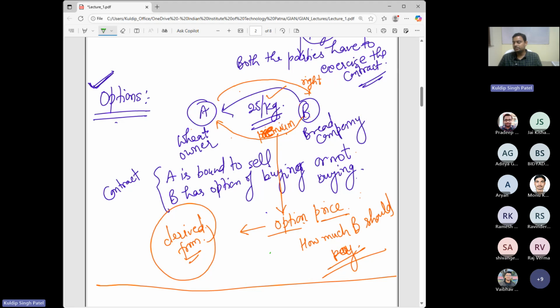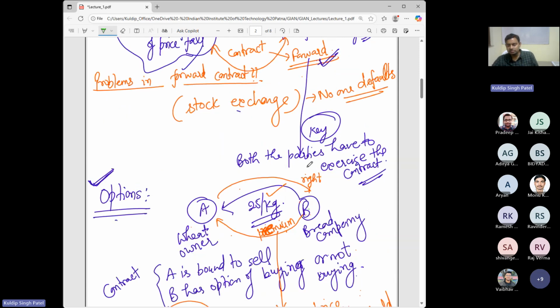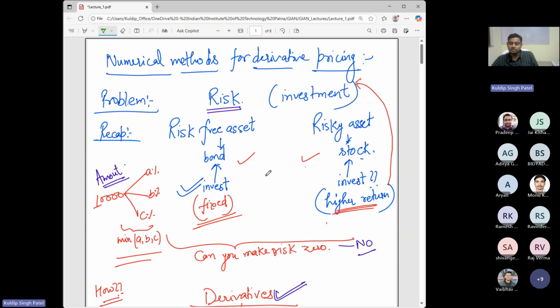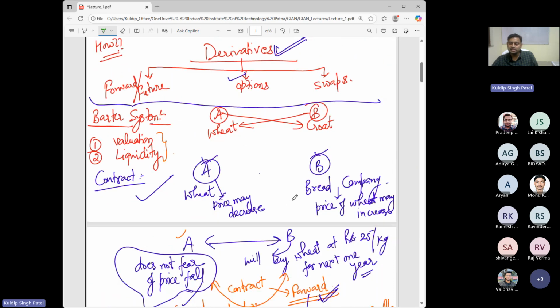Aditya, Aryan, Jaikishan, everyone, I hope I'm clear enough that using this option contract, B is trying to minimize his risk. So it's not only that you want to minimize the risk in your investment. For that, of course, you need portfolio theory and other things. There also you can use this. How can you minimize the risk? So there also derivatives can be used. But this example I tried to give you.